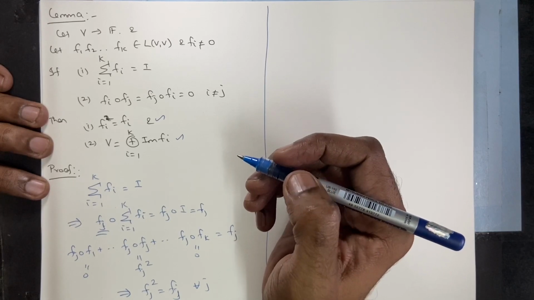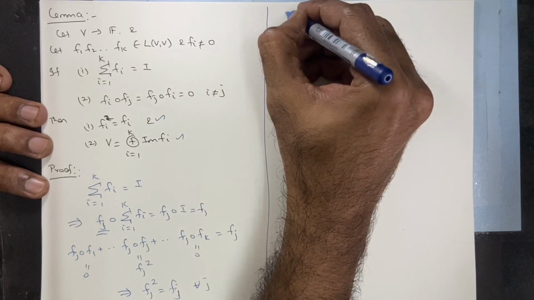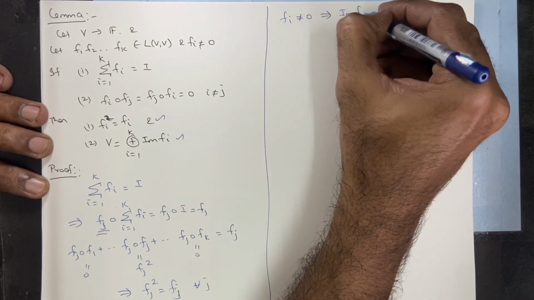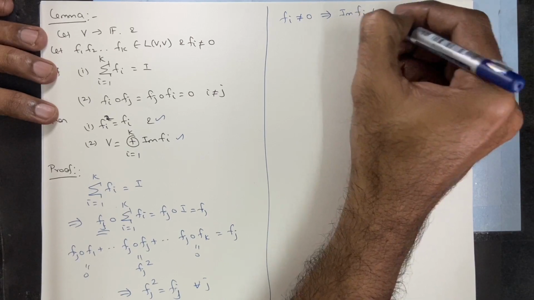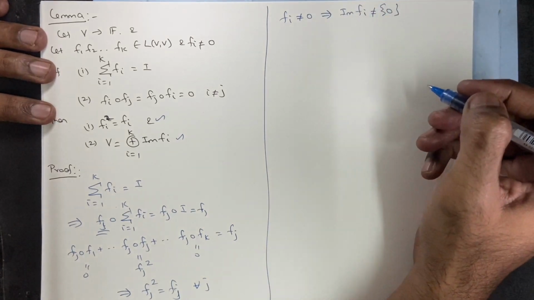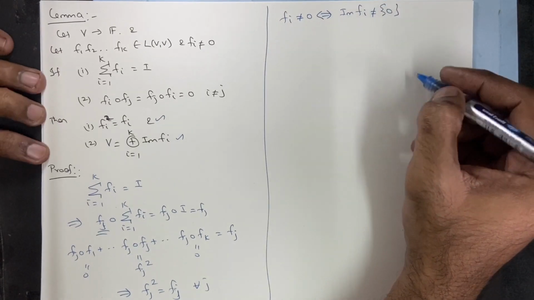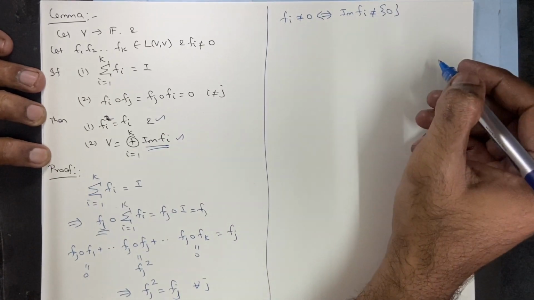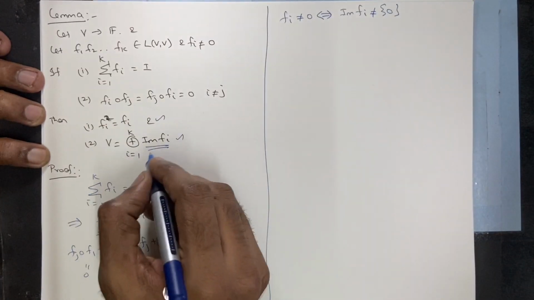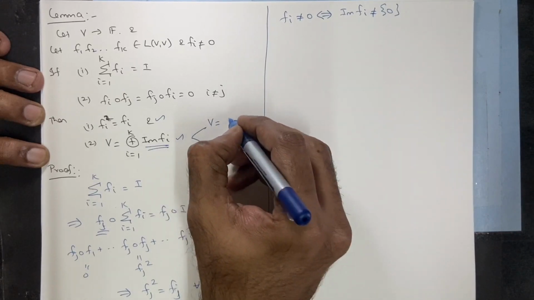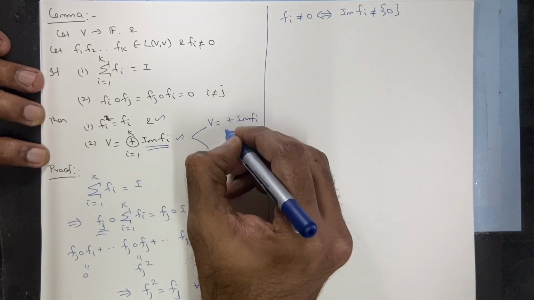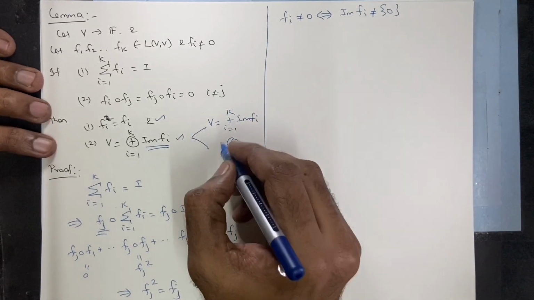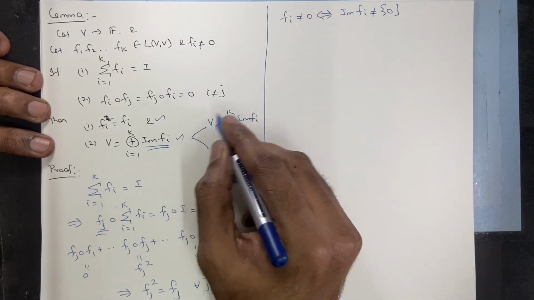So condition number 2, when you look at it, since the Fi's are assumed to be non-zero linear maps, we know that the image of Fi is not the trivial subspace of V. Therefore, all these images of Fi are non-trivial subspaces of V. We try to prove this in two parts. First, we prove that V is the sum of the images of Fi, i running from 1 to k, and then we prove that it's a direct sum. The direct sum we'll prove in the second part, so we'll first try to prove this.